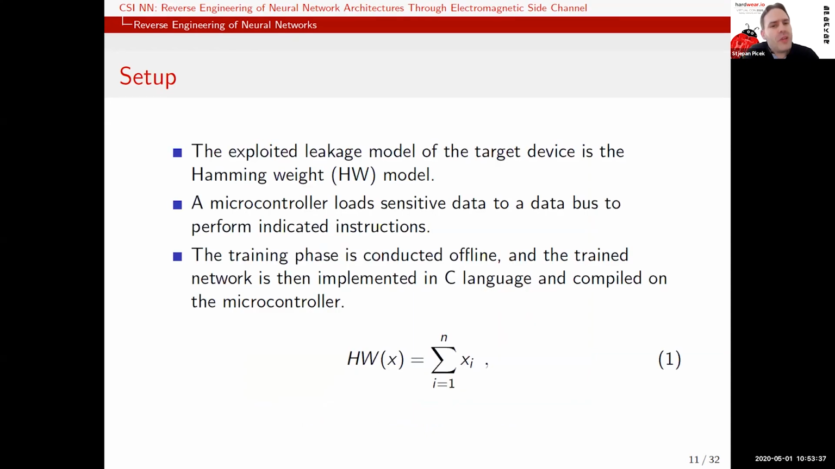So how do we do the attack? Well, we exploit the leakage of the target device. And the common leakage is the Hamming weight model. So why? What happens? Well, the microcontroller loads sensitive data to a data bus and performs any kind of instruction. So basically we have the correlation: how many bits change, what is the Hamming weight, we see some change in the power or electromagnetic radiation. The training phase for neural networks is of course done offline, regardless of what we are doing, and the trained network is basically implemented in C and compiled on the microcontroller.